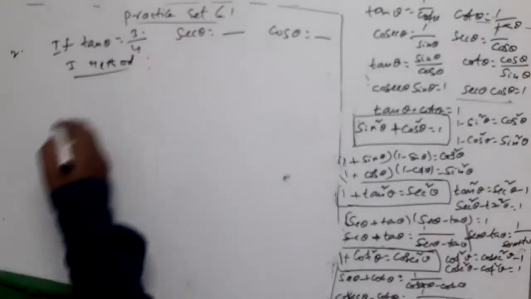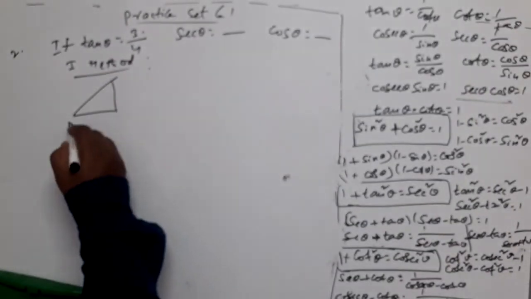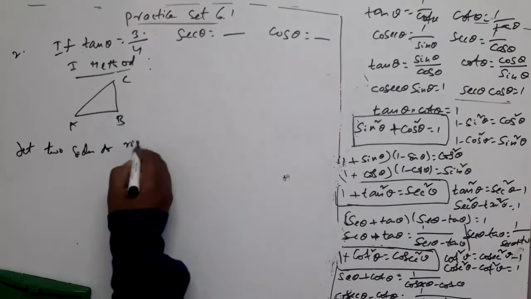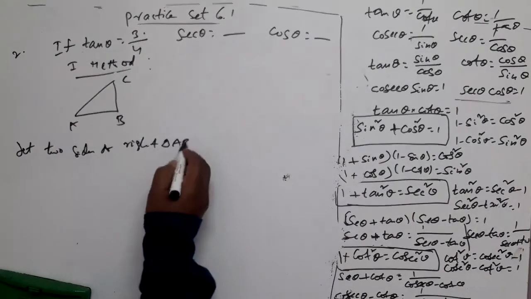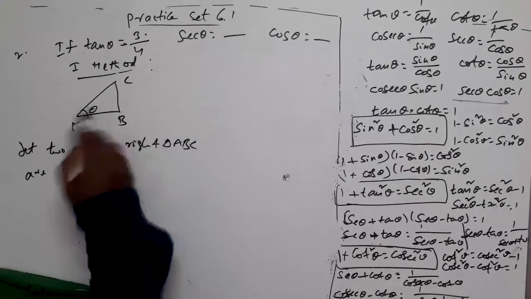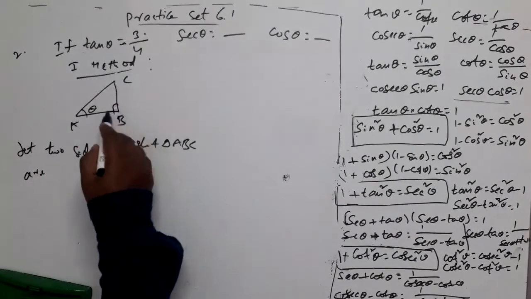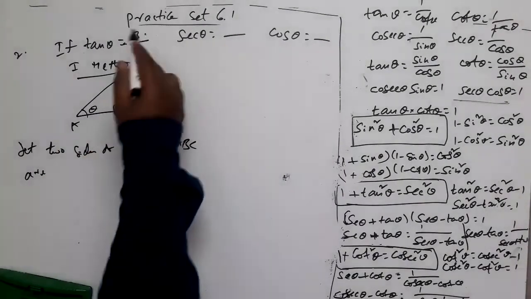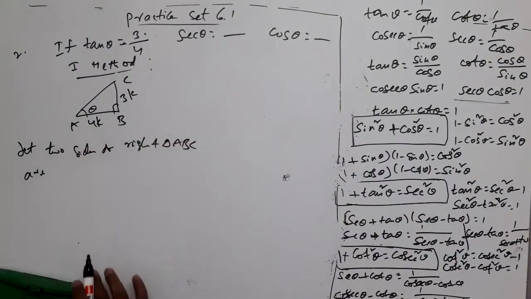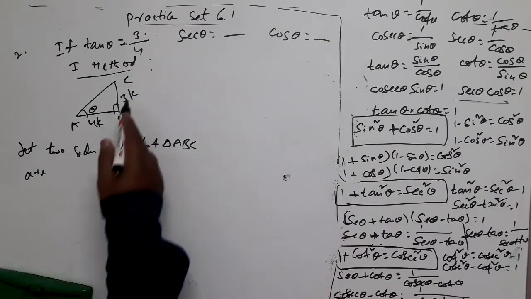As usual, as we have done in the earlier question, let us consider a right angle triangle ABC. Let two sides of right triangle ABC be given. Tell me, what is tan theta? Opposite side by adjacent side. Let us say this is theta. Opposite side for this is this one. Adjacent side is this. So 3 by 4 is there. You consider this as 3k, 4k. Don't write directly 3, 4. Introduce proportionality constant k. 3k, 4k.